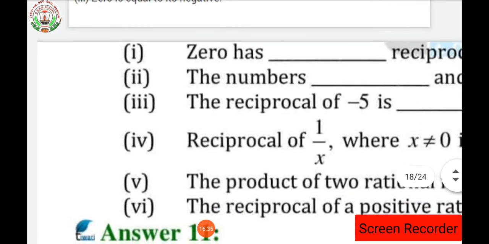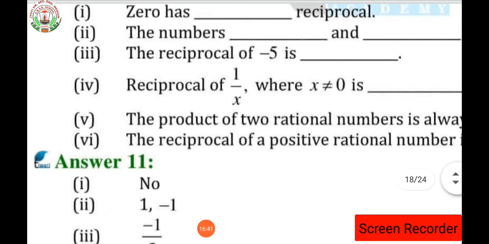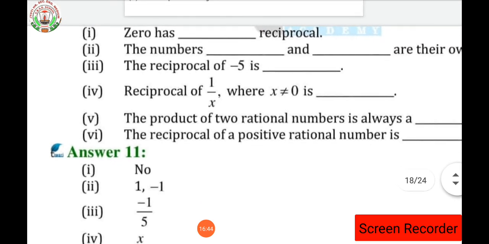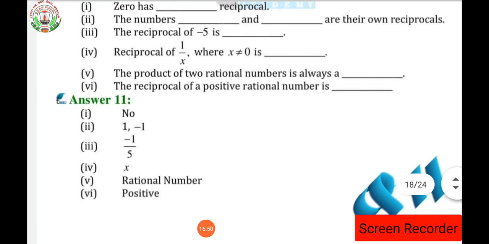Okay. Next, the last question of this exercise we are going to see. Some fill-ups are being given in this question number 11th from the NCERT book. You can take out your NCERT mathematics book. There you can see the last question, question number 11, fill in the blanks. The first one is, 0 has dash reciprocal. In the 10th question only we had studied that 0 does not have a reciprocal. So the answer will be 0 has no reciprocal.